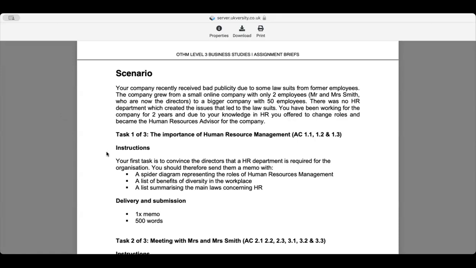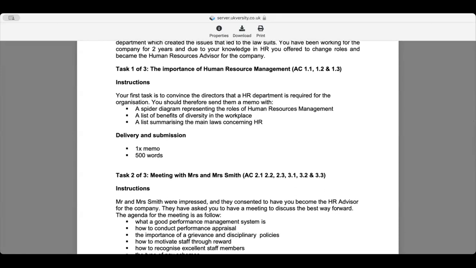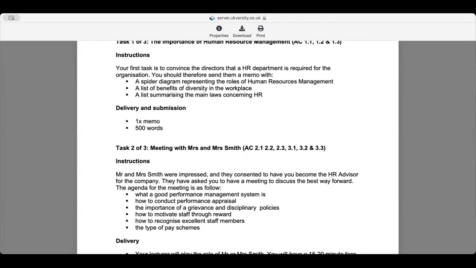Task 1: your first task is to convince the directors that an HR department is required for the organization. You should therefore send them a memo with a spider diagram representing the role of HR management, a list of benefits of diversity in the workplace, and a list summarizing the main laws concerning HR. For delivery and submission, you need to write a memo.